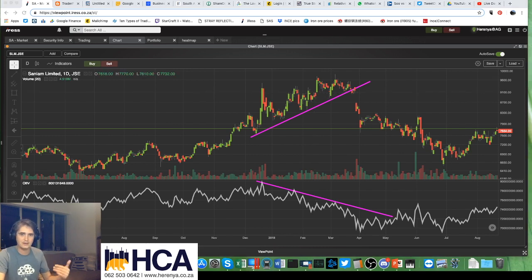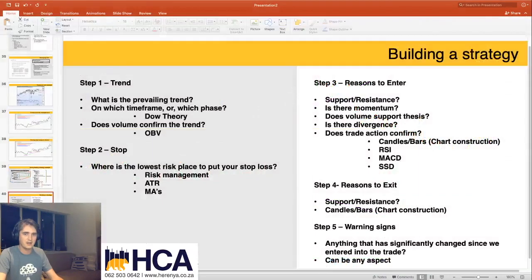So step one, identify the trend. Step two, well, still part of step one, check whether that volume correlates with or confirms the trend. Questions? It seems like none. There's also a delay, so if there are, I'll probably get them later.